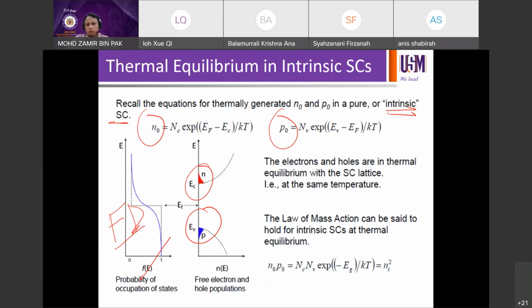So the electrons and holes are in thermal equilibrium with the semiconductor lattice. Okay, in intrinsic semiconductor, that is, all of them are at the same temperature. So the law of mass action can be said to hold for intrinsic semiconductors at thermal equilibrium, which goes back to n times p equals ni squared. And you can just multiply these two together to get NcNv exponential of negative Eg over kT, which also equals ni squared.